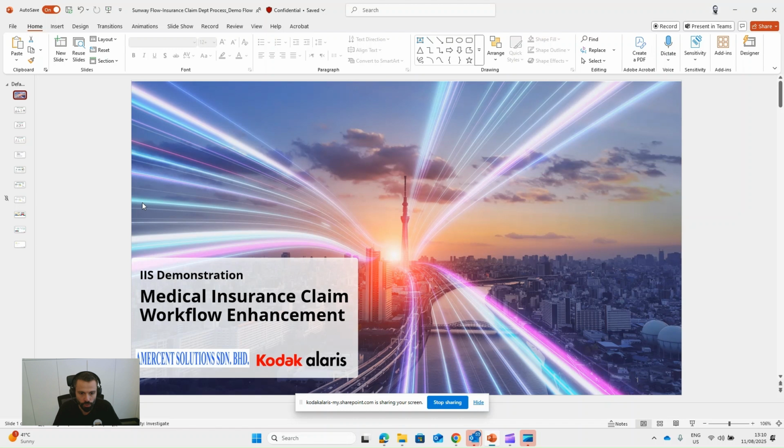Before going into the demo prepared by Lily and Emerson Solutions, our partner, it is very important just to explain an overview of the process, the documents that are involved, and why we usually need to enhance it.